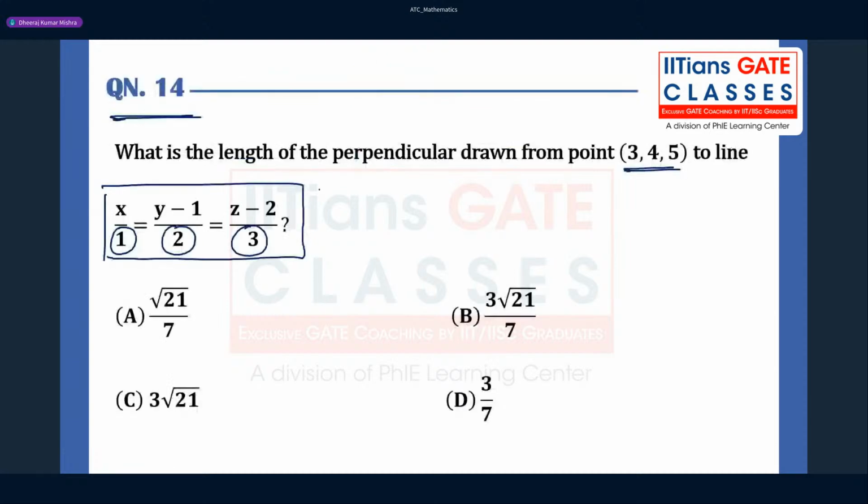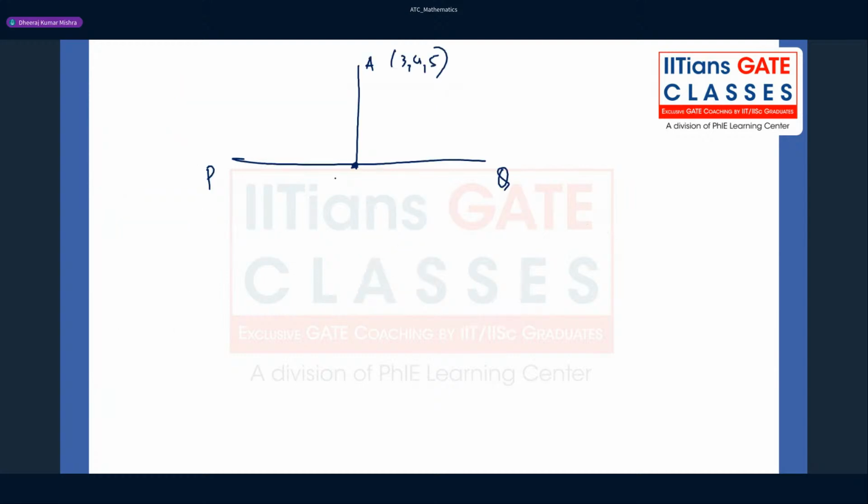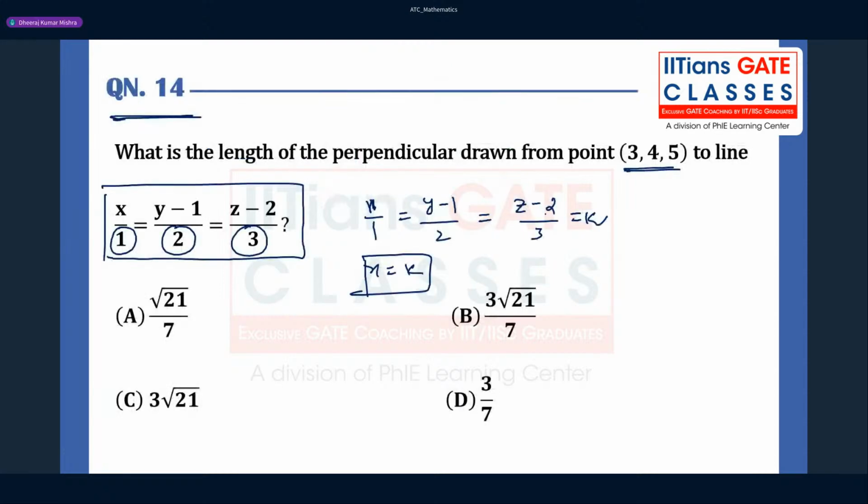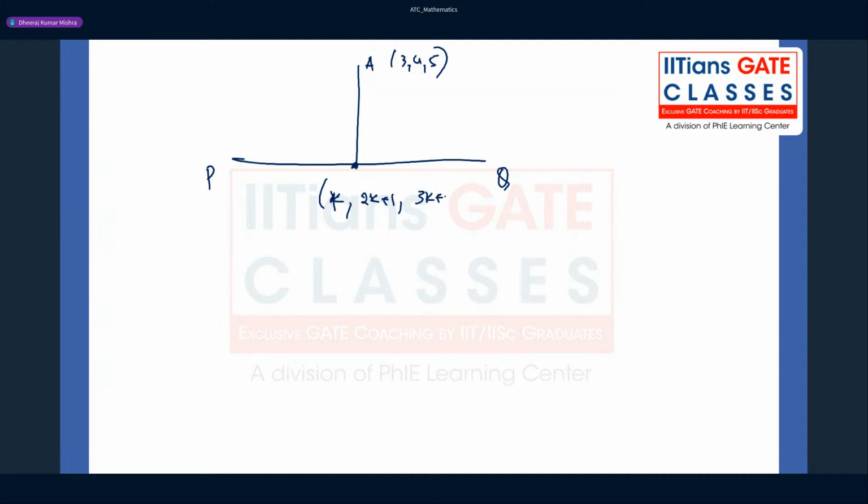So what we can do here is consider this equation. Whenever this kind of equation is given, x by 1 equal to y minus 1 by 2 equal to z minus 2 by 3, you can consider it equal to some constant k always. So you can find the x value here. X is going to be k. So this point can be found out. This is nothing but k, and next will be 2k plus 1, then 3k plus 2, right? So the next point will be 3k plus 2.